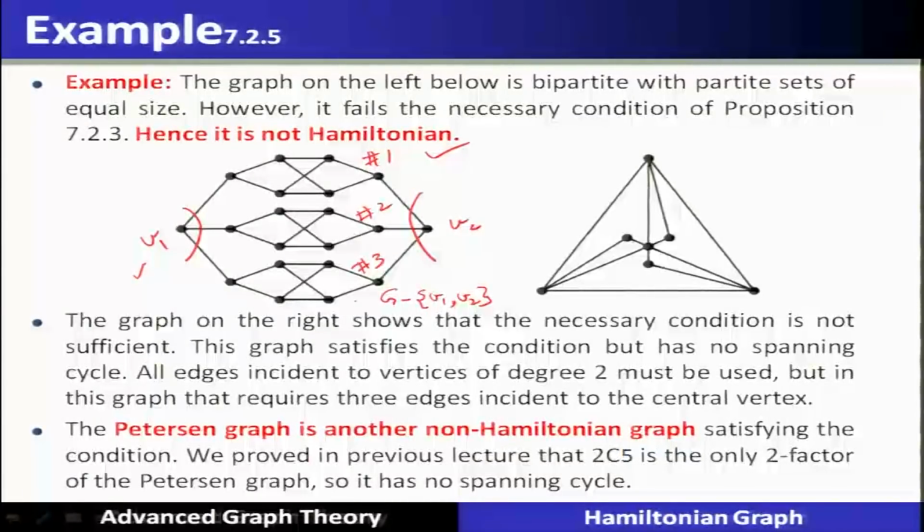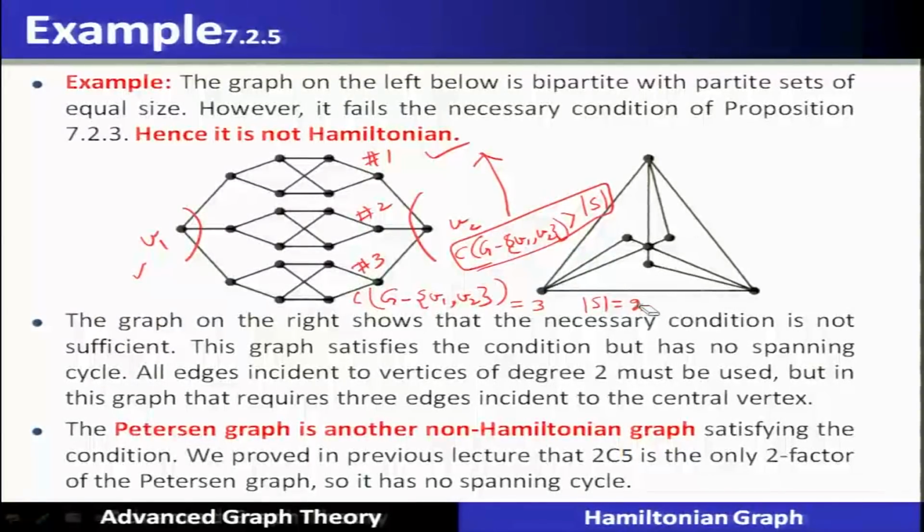So, the number of components in G minus S, that is V1 and V2, will be 3 in this case, and the cardinality of S is equal to 2. Hence, the number of components C of G minus V1 V2 exceeds S, which is a violation of the necessary condition. Therefore, this particular graph is not Hamiltonian.